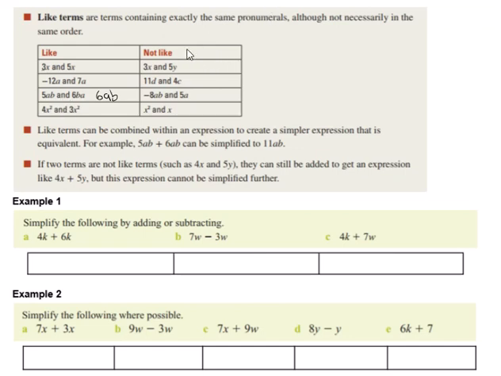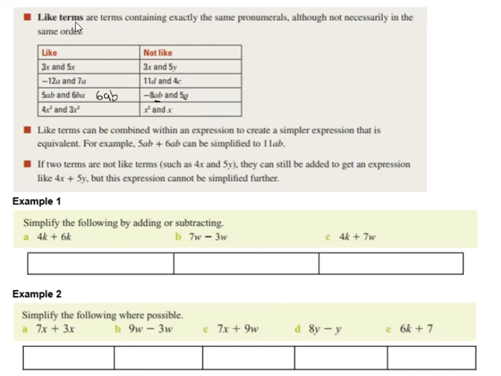Now, here are terms that aren't like. Obviously, 3x and 5y are different, because one's an x, one's a y. 11d and 4c are different. 8ab and 5a are different because one just has an a and one has an ab. And finally, the one that people get confused about the most, x squared and x are different. So if you see those at the end of a term, you know they are different terms. x squared and x are different terms, and you can't add and subtract them.